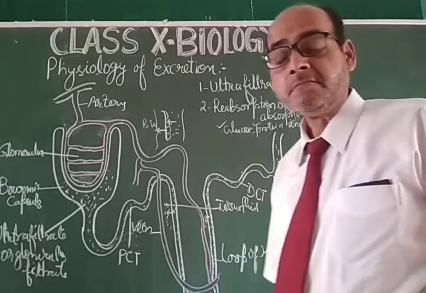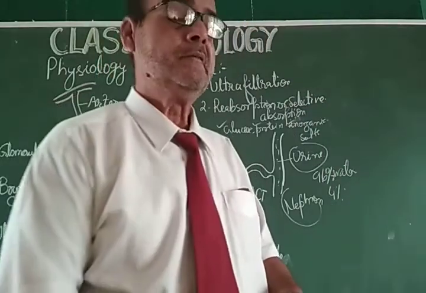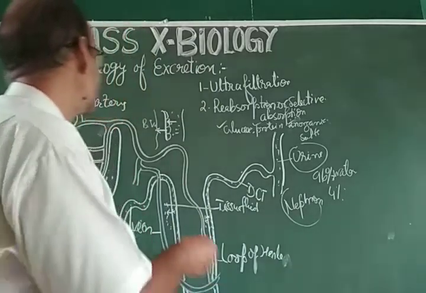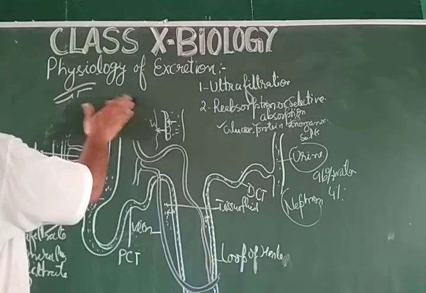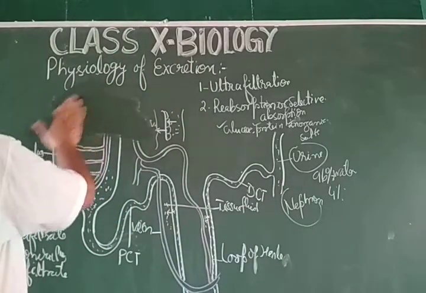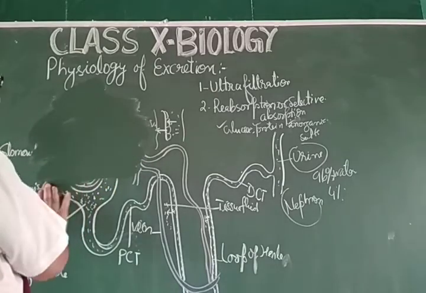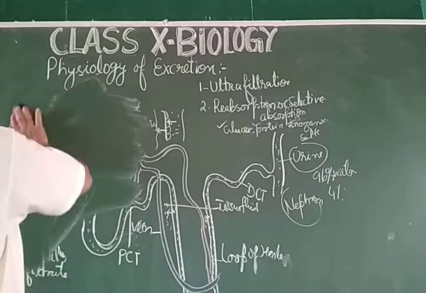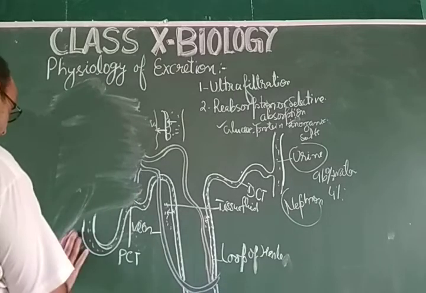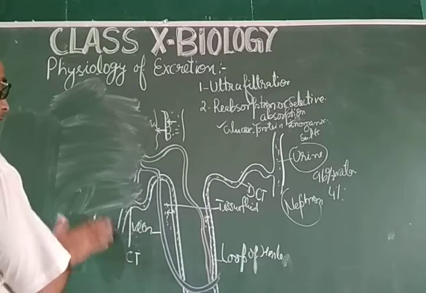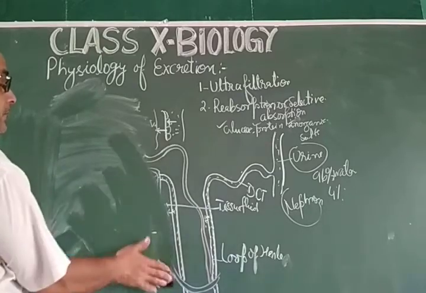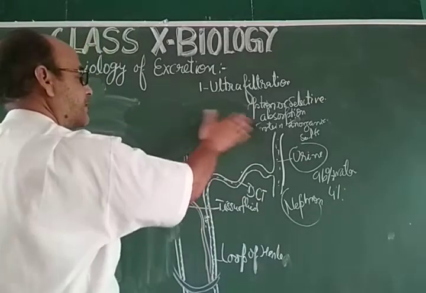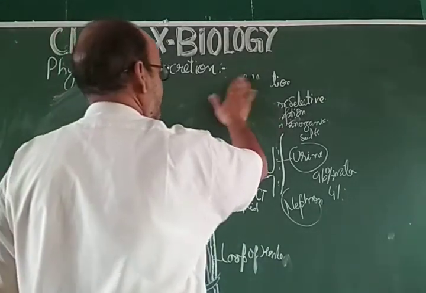My dear students, if a person is having a problem in their kidney, if a person's kidney fails, then what will happen? There will be artificial filtration of the blood by the artificial kidney, and this process is called hemodialysis. So now let us see the process of hemodialysis. How hemodialysis takes place, that you will learn in this video.